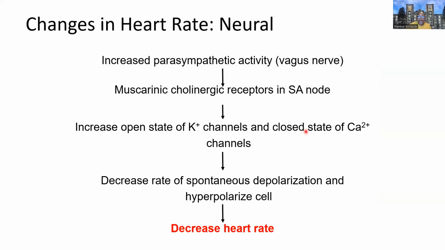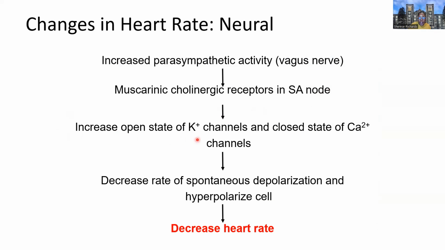Okay, let's look at the opposite effect, right? Still looking at the heart rate, still looking at the neural input, but now we're looking at the parasympathetic division of that. And the parasympathetic would be the vagus nerve here. This would bind to muscarinic cholinergic receptors that are on the SA node.